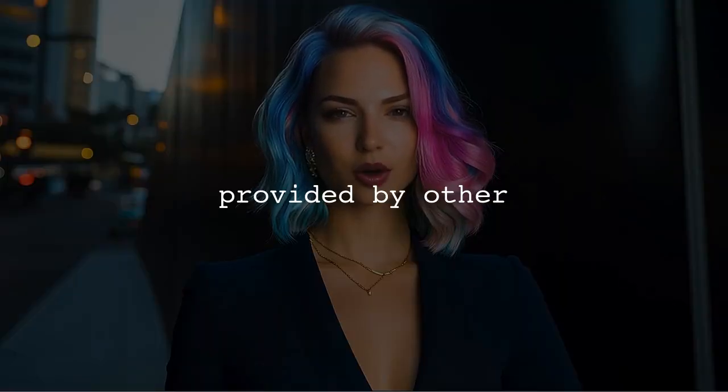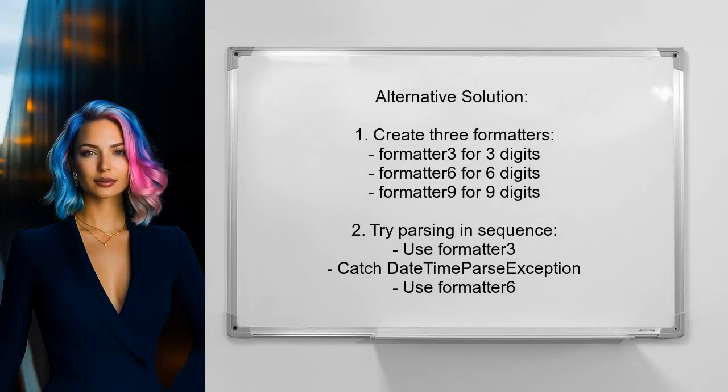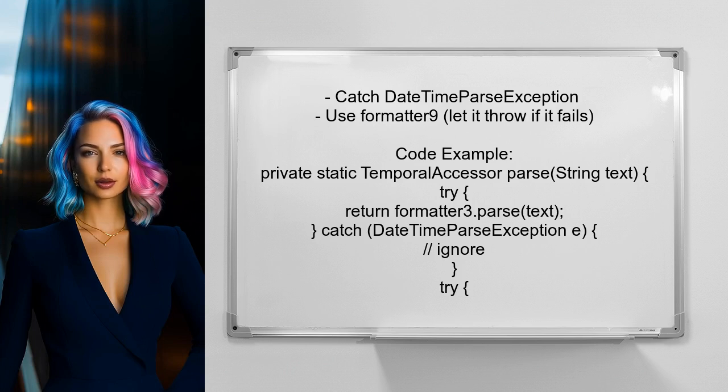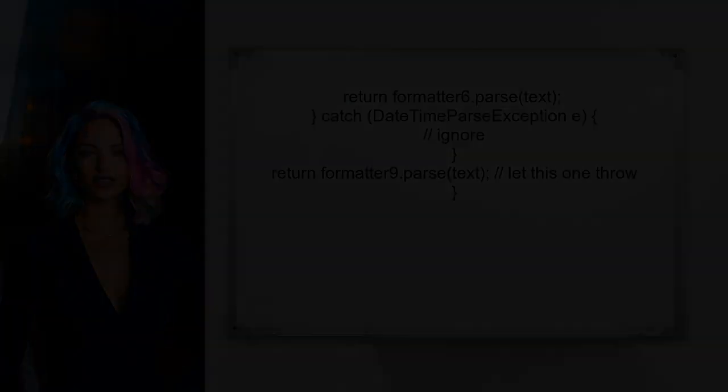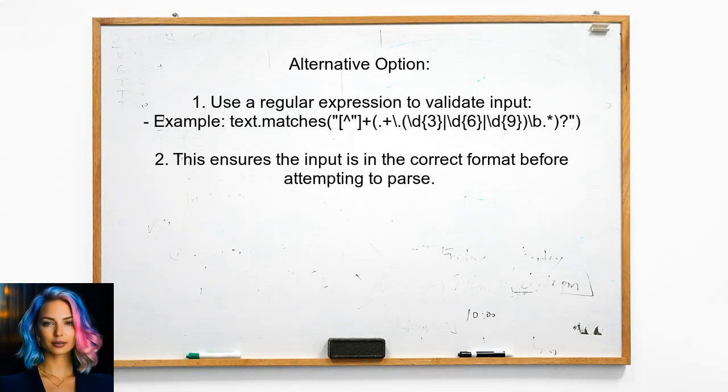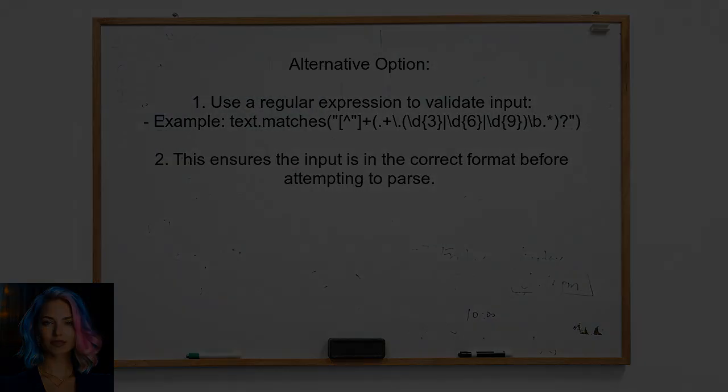Now let's look at the answers provided by other users. An alternative approach suggests that since DateTimeFormatter only supports width ranges, you can create 3 separate formatters for parsing. Each formatter would handle 3, 6, or 9 fractional digits. You would attempt to parse the input with each formatter in sequence, catching any parsing exceptions until the last one. Another option is to check the input format using a regular expression before parsing. This can help ensure that the input matches the expected patterns for 3, 6, or 9 fractional digits.